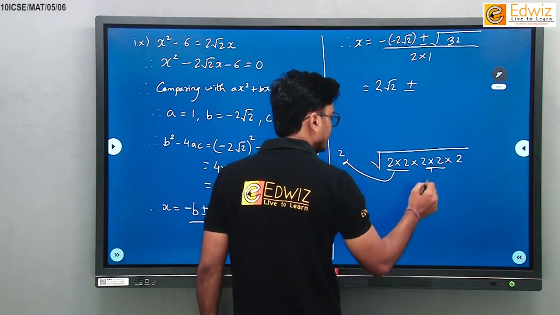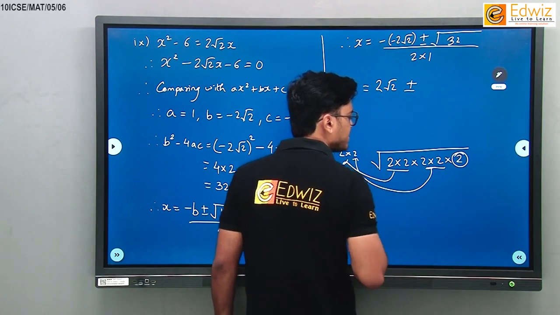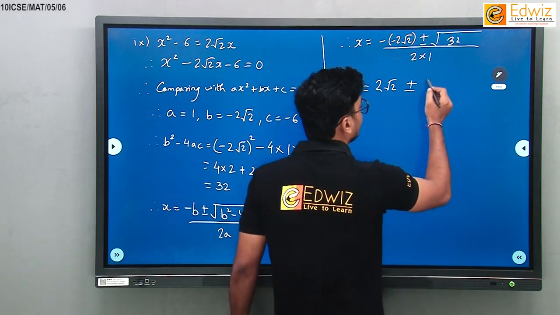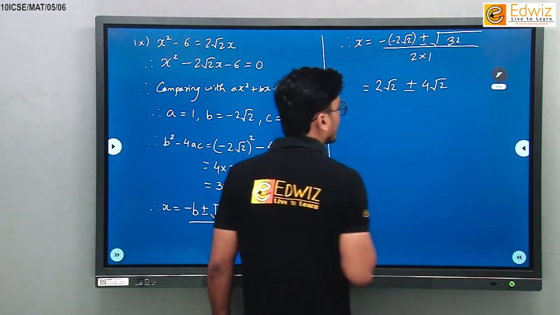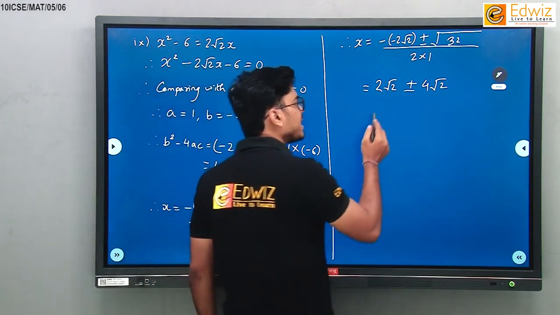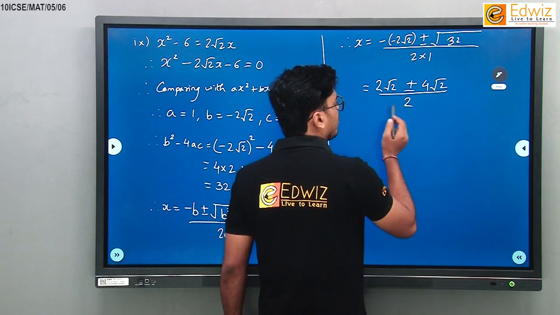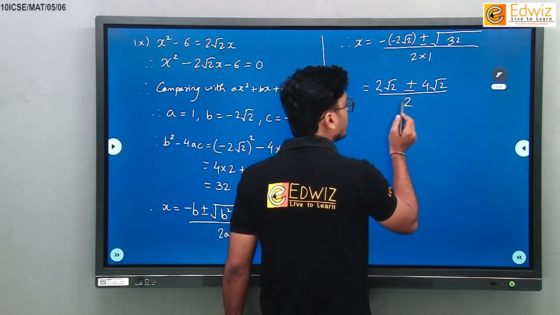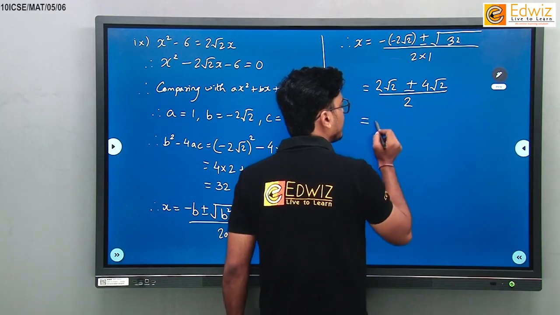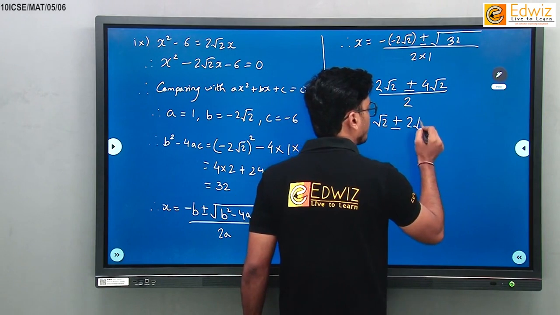Here 2 will come, another 2 multiplied by 2, and inside the square root only this will remain: root 2. Okay? So root 32 can be written as 4 root 2, divided by 2 into 1, which is just 2. Correct? Now once again you can see 2 can be divided. These two terms will be divided by 2. You will get root 2 plus or minus 2 2s are 4 root 2.